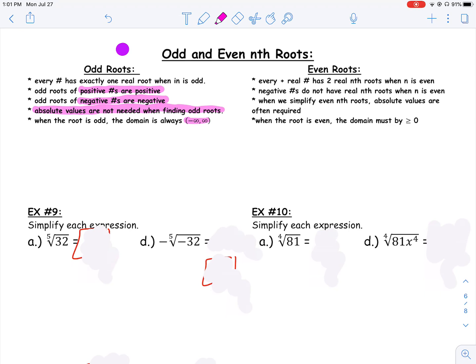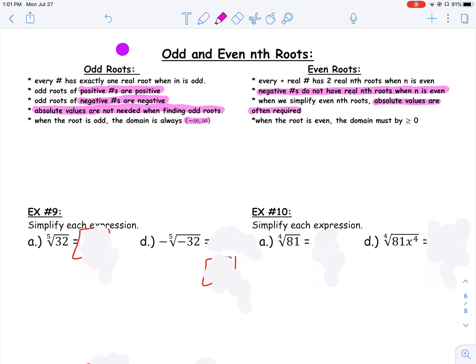However, we do have to worry a little bit when we have even roots. Remember, negative numbers do not have a real root if it's an even root. We also have to worry about absolute values sometimes when we have an even root. If there's a variable and we're simplifying an even root, if our answer has an even exponent, then we should be okay. But if our answer of an even root has an odd exponent, then we need to make sure that we put absolute values on our answer. The easiest way for me to check is to double check by plugging in some numbers. Typically, -1 is the easiest to check.